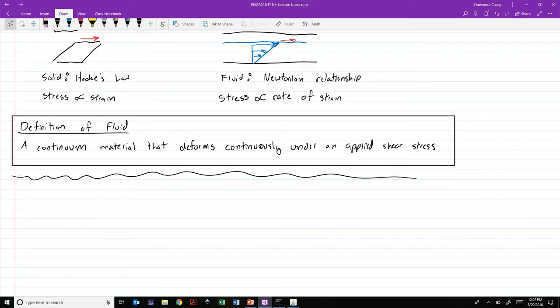So we've defined what a fluid is, what the study of fluid mechanics entails. Now let's talk about some of the nitty-gritty. Dimensions and units.